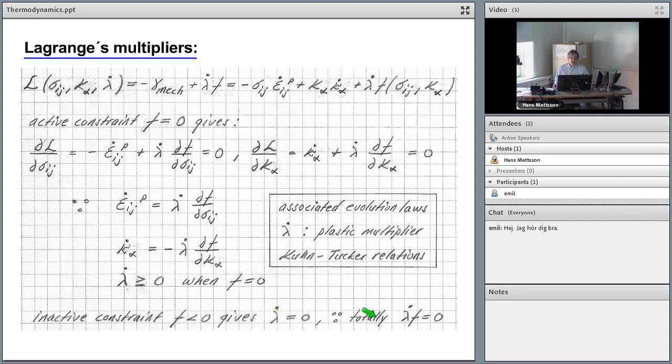So it's quite many things we get from this that we already know from plasticity earlier. And this is from the laws of thermodynamics. We get this.